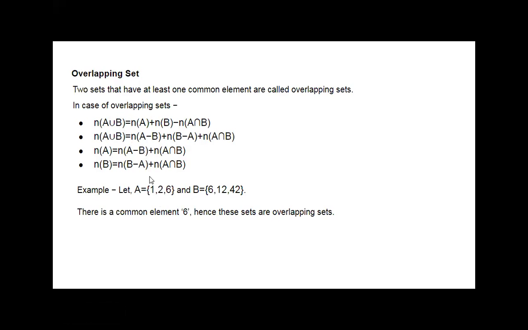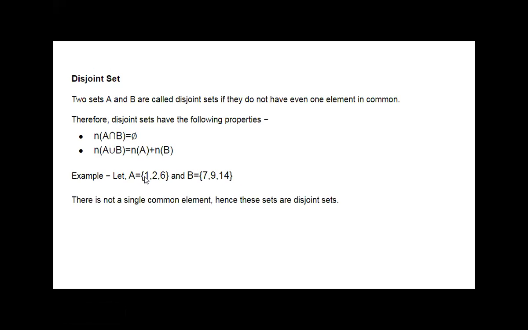And this is all about overlapping sets. Then disjoint sets. If A and B are two sets, in common they are not having anything.